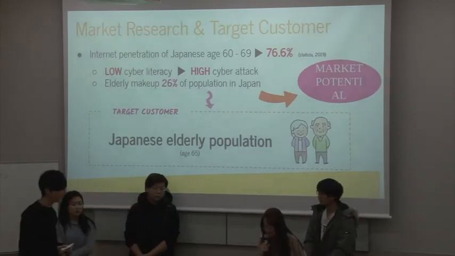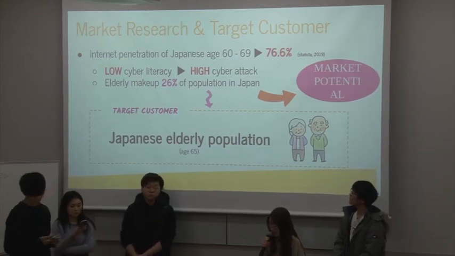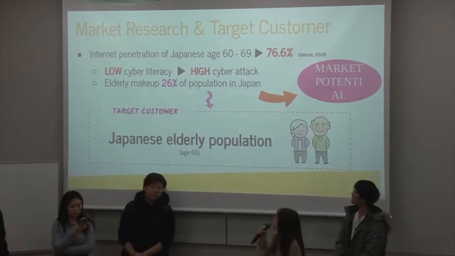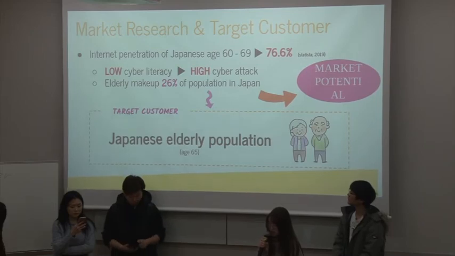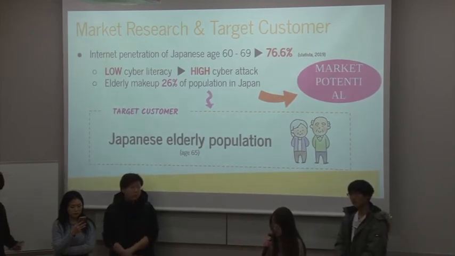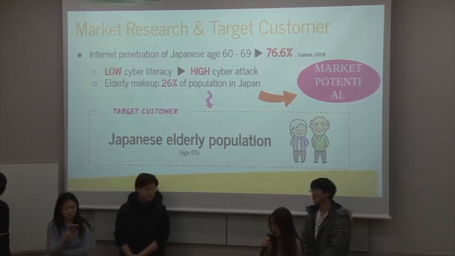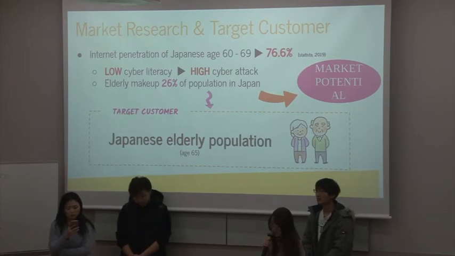And we made a market research in Japan. The internet penetration among elderly has been showing a steady rise, with 76.6% of those aged 60 to 69 years old using the internet. Those above 70 years old also have high internet usage, with a 51% penetration rate.